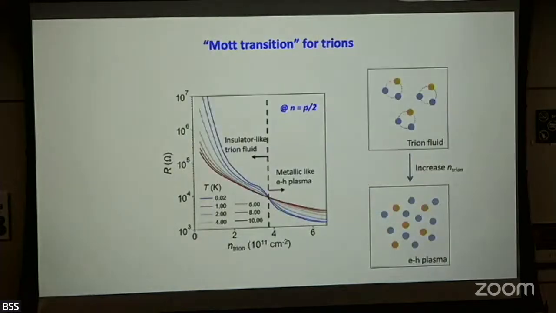Sorry, one more. So here, I would imagine once you go to the right-hand side, it will be drastically different. It's log scale. Oh, okay. So it's still kind of insulating, right? No, it's metallic, because this is a high temperature. Oh, I see. Okay, it's flipped.